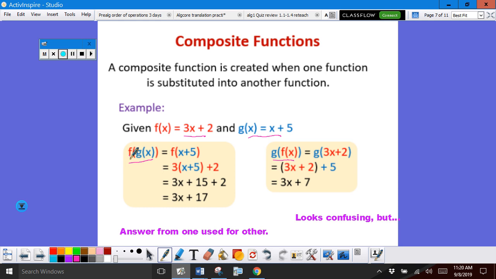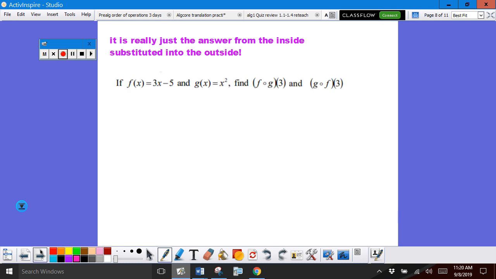So this one is read f of g of x. This one is read g of f of x. And all I'm doing is taking the answer from one and putting it into the other. So I have to actually solve twice. I solve the first one, which is the inside one. So you always start on the inside. And then you take the answer and put it in the other one. So inside out again is kind of what we follow.